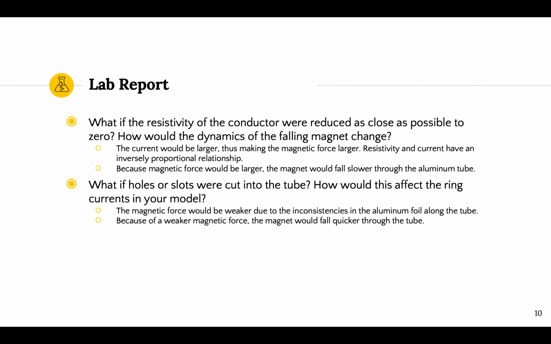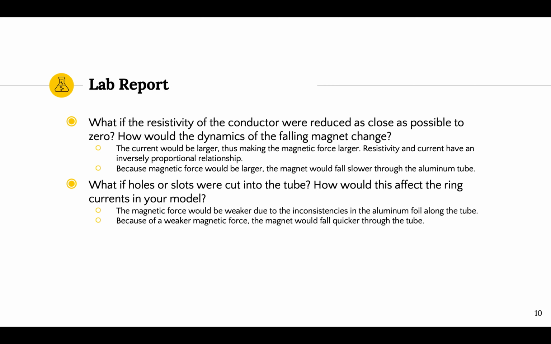So the lab report questions that were included for this lab: what if the resistivity of the conductor were reduced as close as possible to 0? How would the dynamics of the falling magnet change? So the current would be larger, thus making the magnetic force larger, because resistivity and current have an inversely proportional relationship. And because the magnetic force would be larger, the magnet would fall slower through the aluminum tube.